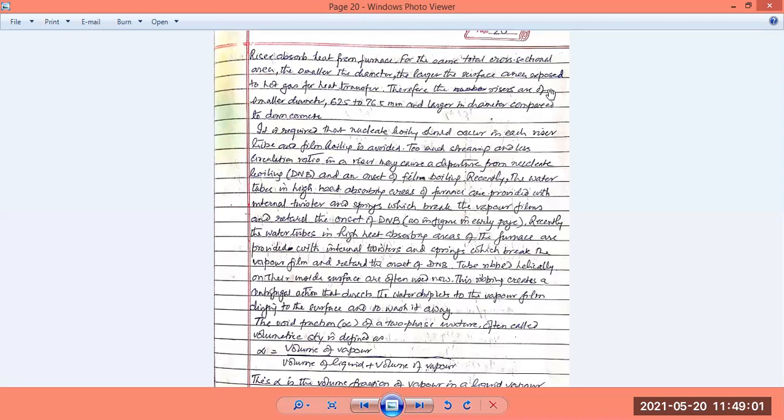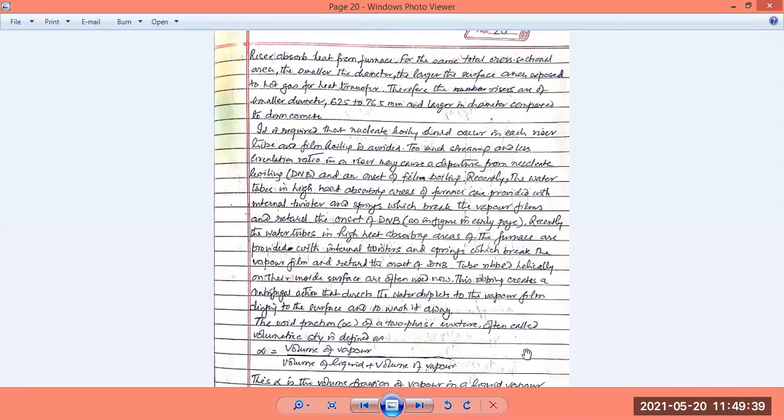The water tubes in the high heat absorbing areas of the furnace are provided with internal twisters and springs, which break the vapor films and retard the onset of DNB, as shown in the figure in the early pages. What is DNB? These tubes are provided with internal tube twisters.